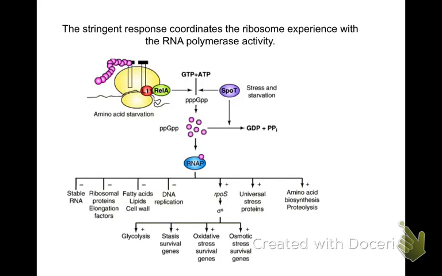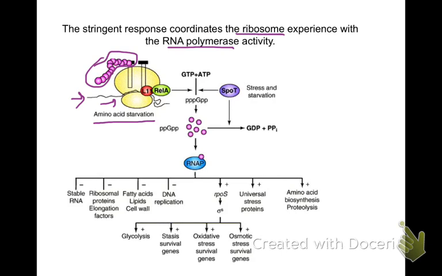Well, here's a cartoon that describes a good portion of what happens in the stringent response. We're going to be looking at how this response coordinates what's happening at the ribosome level with what RNA polymerase is doing. So we're going to focus on amino acid starvation. And here is our ribosome in yellow, and here is the mRNA, and here's our polypeptide being produced.